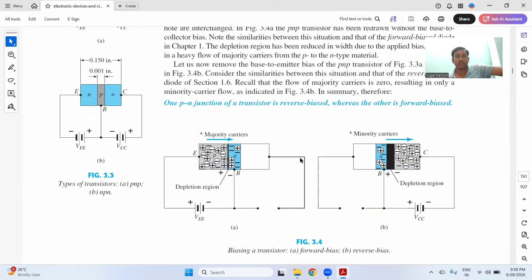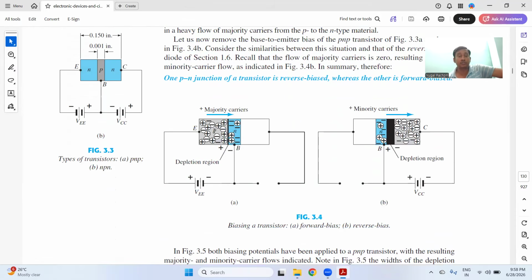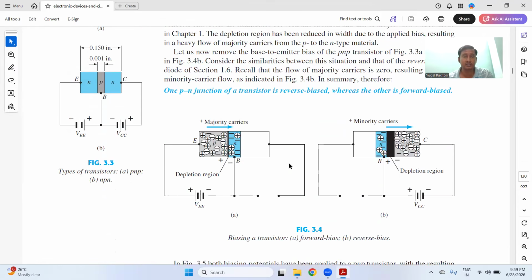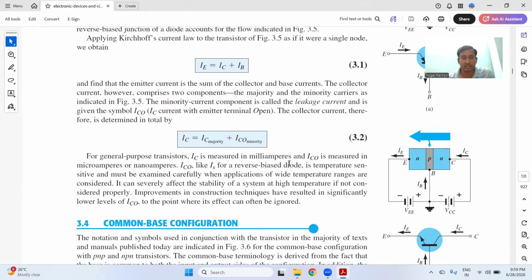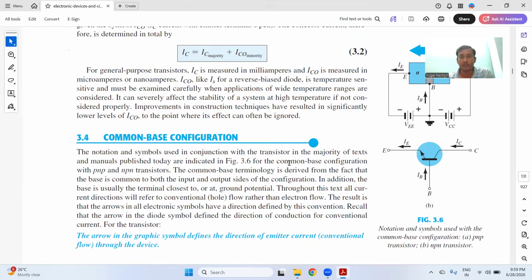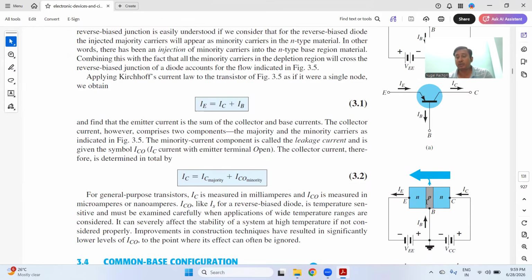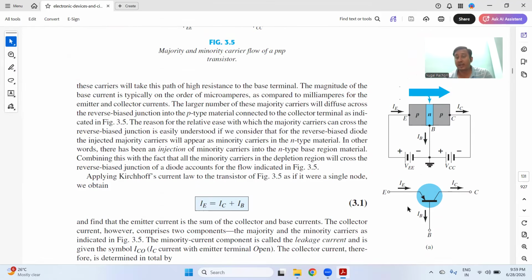Now the transistor operation. Suppose there are 100 electrons in the emitter. Here it is shown with the PNP transistor. Let me check whether there is an NPN transistor shown or not. Oh yes, it has shown the NPN. So the configuration of NPN is like this, and the configuration of PNP is like this. Only the polarity is reversed between NPN and PNP.